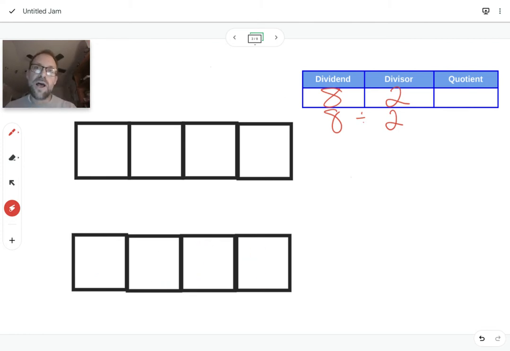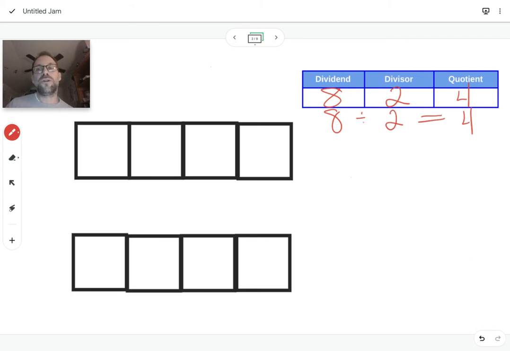The number of things, in this case squares, in each group that we make, that is called our quotient. That's the answer to a division problem. How many are in each group? In this case, there are 4, so we're going to write the quotient as 4. And the way that would look here in the division equation is equals 4.